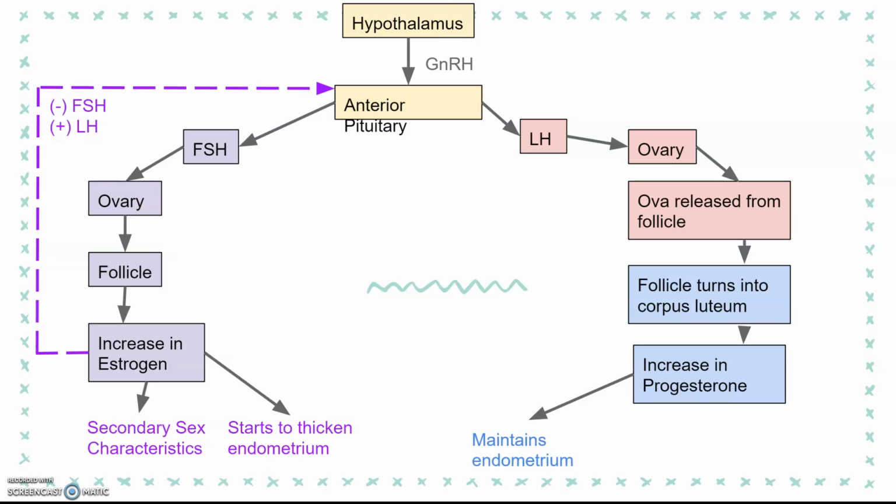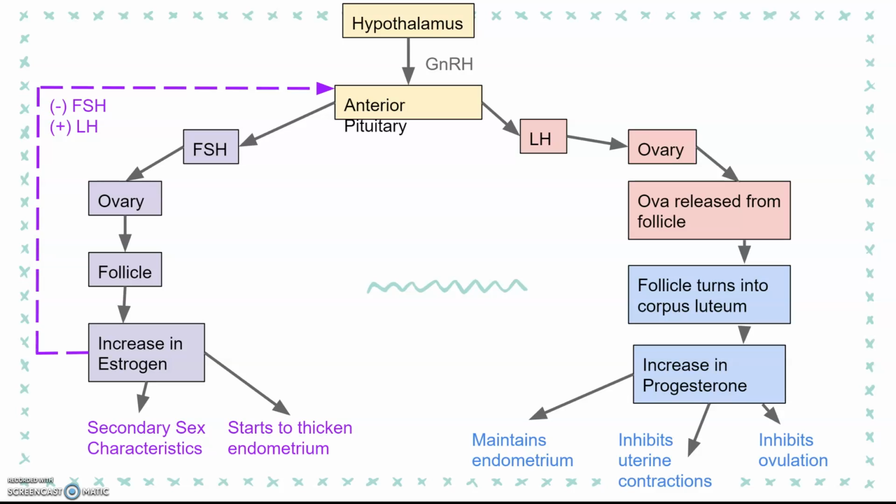First, it's going to maintain the endometrium. So we started thickening it with estrogen, but now with progesterone, we want to keep it. We don't want it to go away. We want it to stay. We also know that we're going to stop any sort of uterine contractions. In order to keep the endometrium, we need to make sure our uterus doesn't contract. And last but not least, we also want to inhibit ovulation.